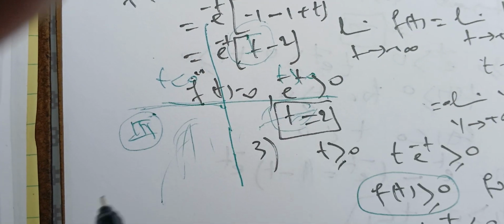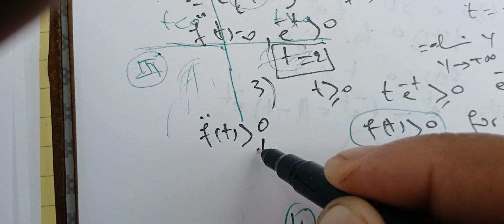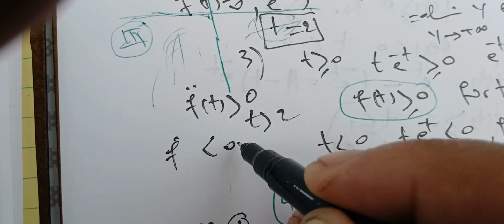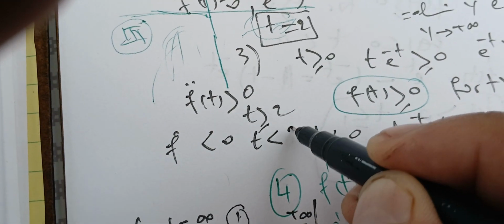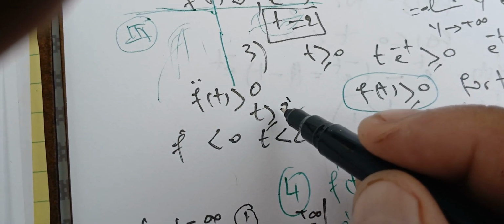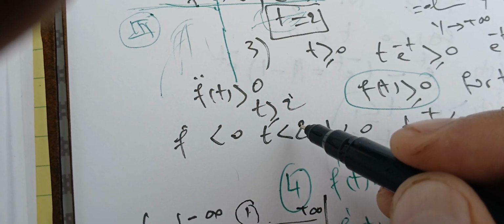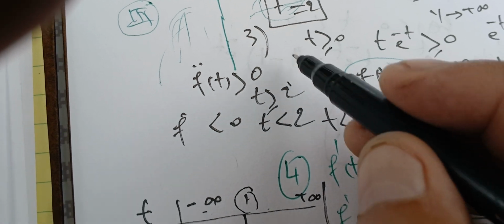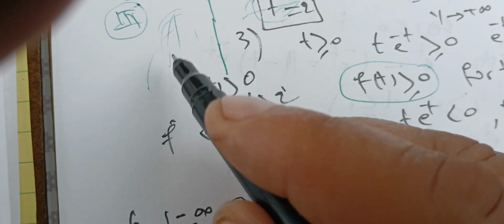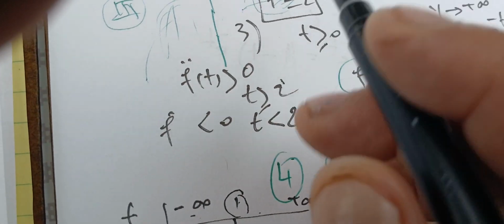Okay? And notice that f second of t is bigger than 0 when t is bigger than 2, and it's less than 0 when t is less than 2. That means when t is bigger than 2, my function is concave up, and when t is less than 2, my function is concave down. So f of 2 is an inflection point. That's why we have to compute f second, because we need to see where the function changes its concavity.